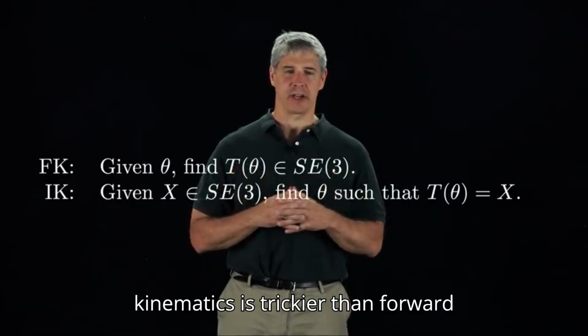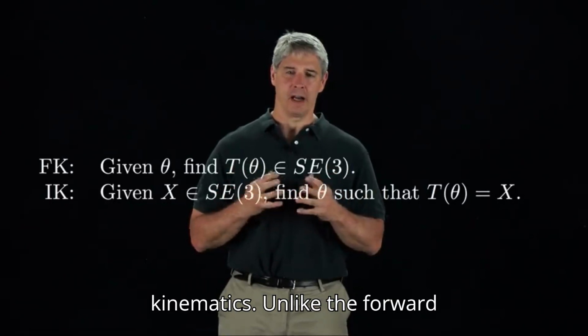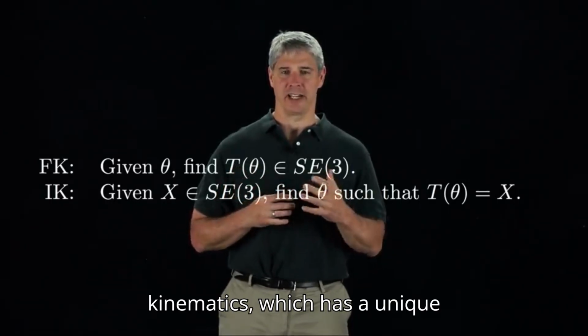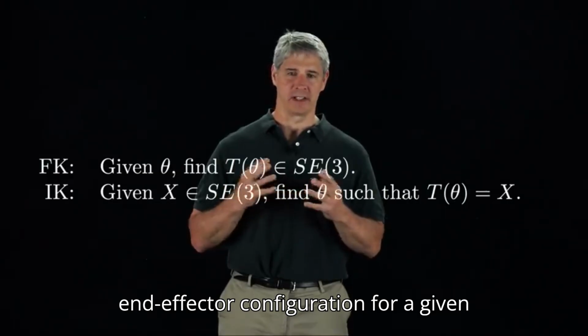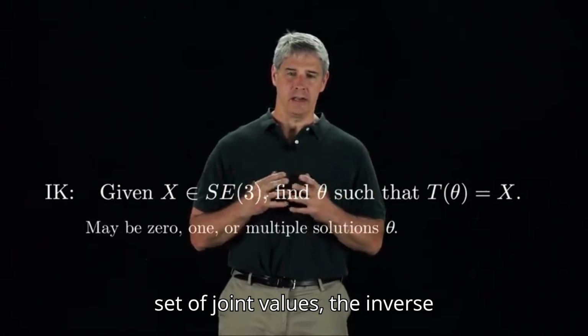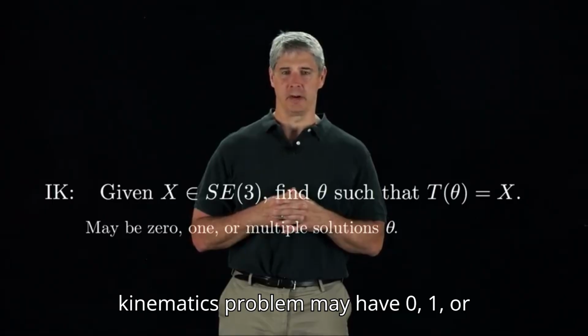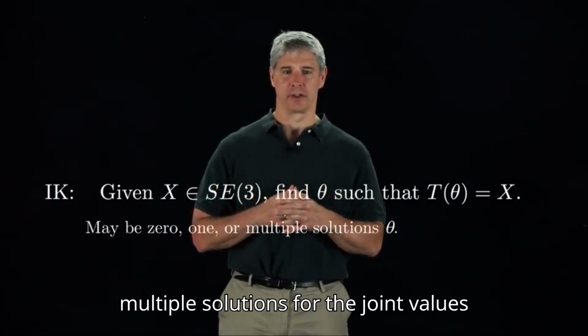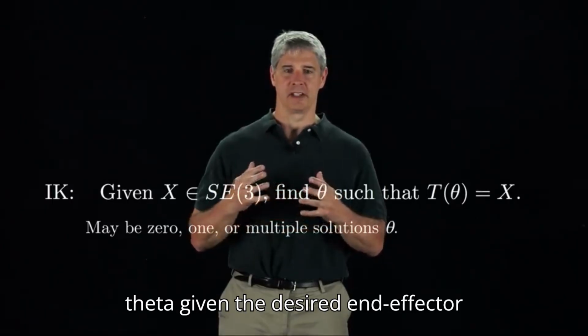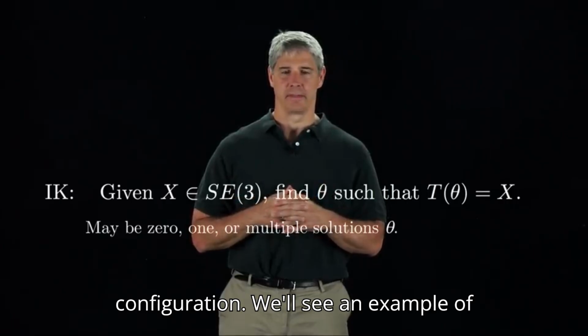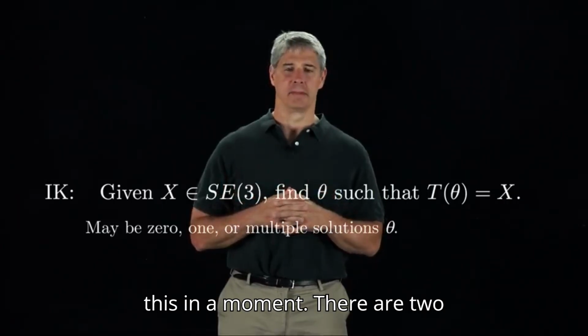Inverse kinematics is trickier than forward kinematics. Unlike the forward kinematics, which has a unique end-effector configuration for a given set of joint values, the inverse kinematics problem may have 0, 1, or multiple solutions for the joint values theta given the desired end-effector configuration. We'll see an example of this in a moment.